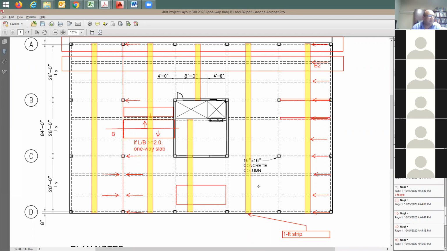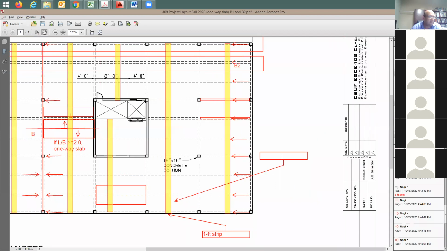Can you guys help me? What moment would I find here, in the middle of the span? Is it going to be positive or negative? Right here, you're going to have positive moment. How about here, on the top of the concrete beam? Let's say M negative, which means I'm going to have top reinforcement and bottom reinforcement.